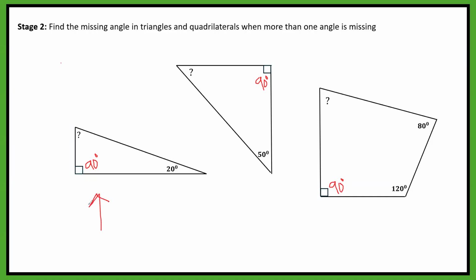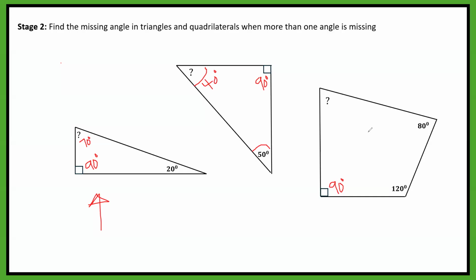For this shape, we've got 90 and 20, which is 110. We know that all three angles must add up to 180. Therefore, the missing angle is 70 degrees. And if you're tempted to do this, do not worry. Your questions are coming in about 1 minute. Then over here, we've got 50 degrees and we've got 90 degrees. If we add them together, we get 140 degrees. We need it to add up to 180 degrees. Therefore, we've got 40 degrees missing.